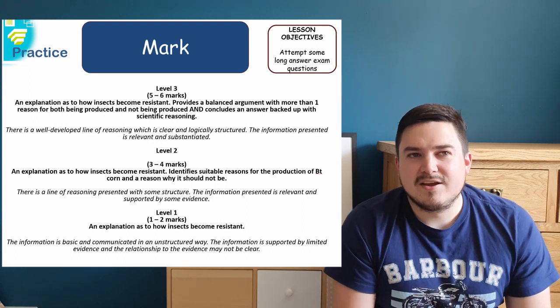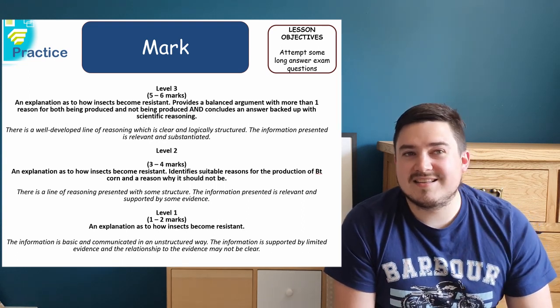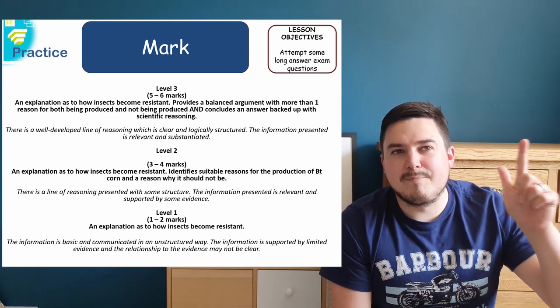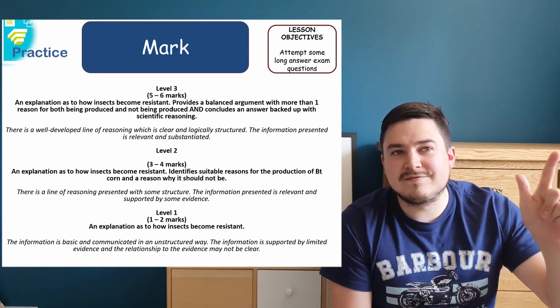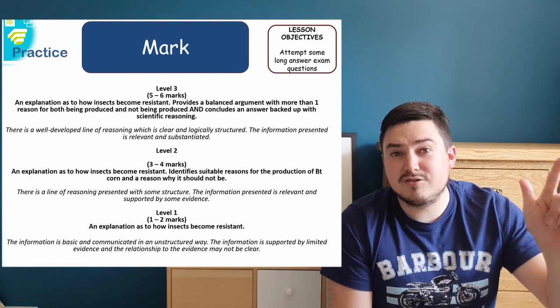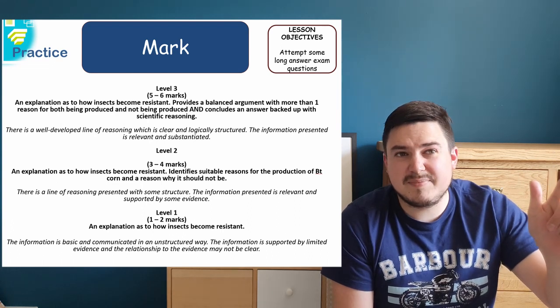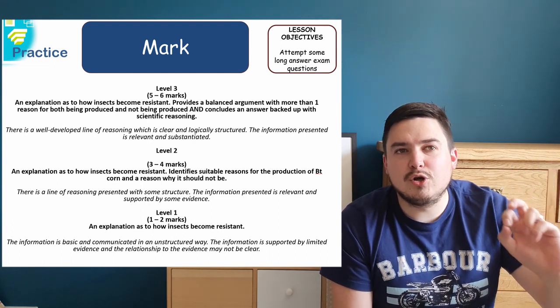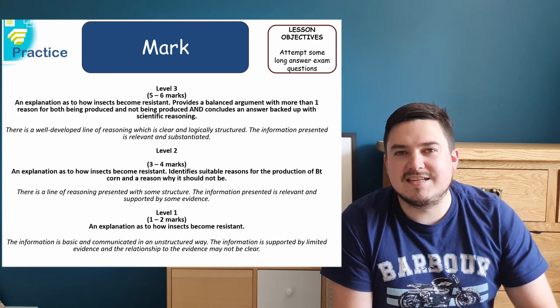Finally, level 3, you would have given an explanation how it has become resistant. That's the same as level 1 and 2. You would provide a balanced argument with more than one reason for both being produced and not being produced. More than one just means 2. That's all it needs to be. And concludes an answer backed up with scientific reasoning.